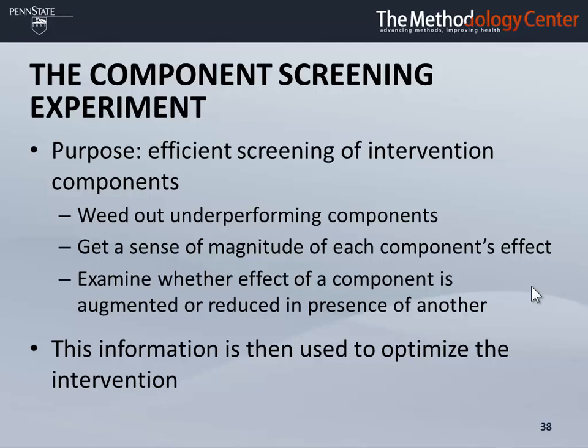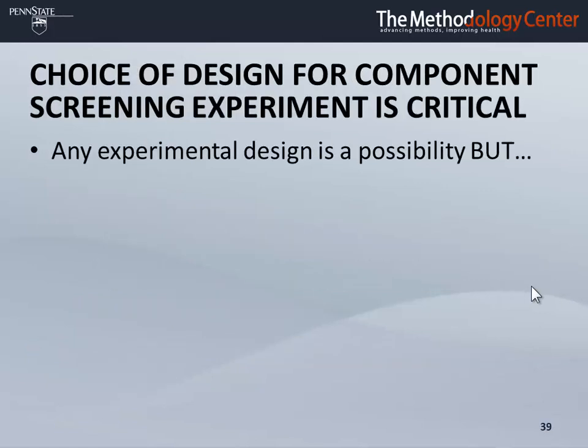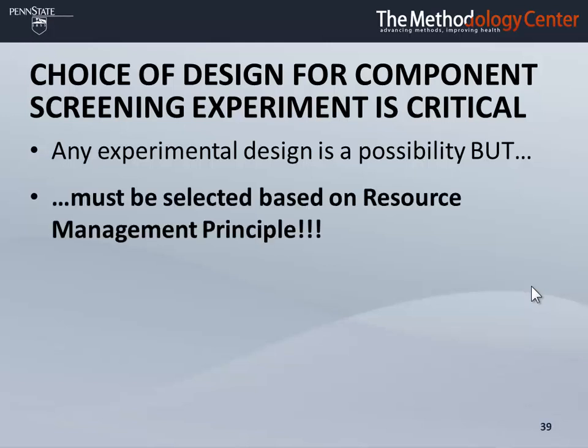So you want to weed out underperforming components. You want to get a sense of the magnitude of each component's effect, because that's going to be important for deciding whether or not you want to include it, and also to get a sense of whether the effect of a component is in some way dependent on or influenced by the presence or absence of another component. Any experimental design is a possibility for use here. The only requirement is that it's selected based on the resource management principle. That's the only requirement.